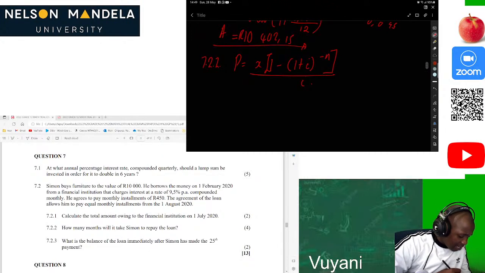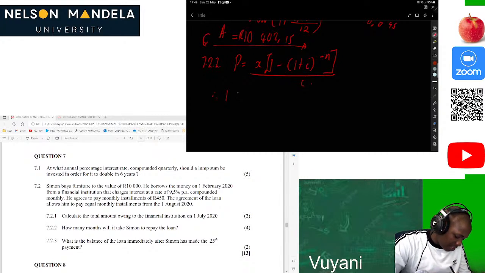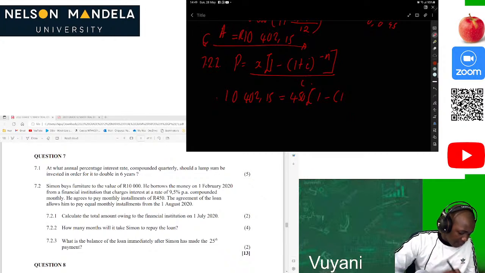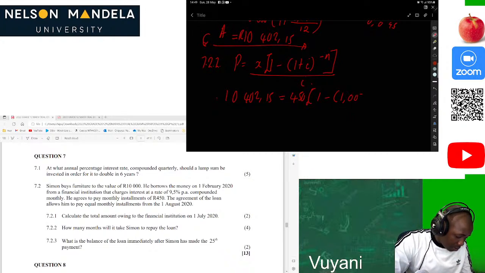Now let's calculate this first. Of course, we have already calculated the amount which is owing before he starts paying his monthly instalments, which is 10,402.15. Per month they say that he'll be paying 450. Then we have 1 minus 1.0079 to the power negative n, of course. Then we divide everything by 0.079.